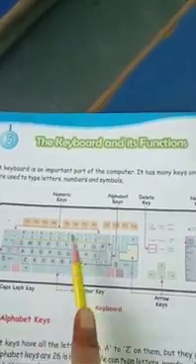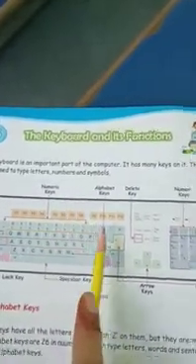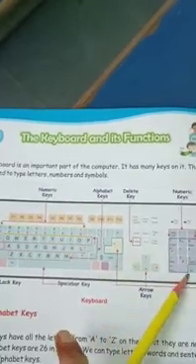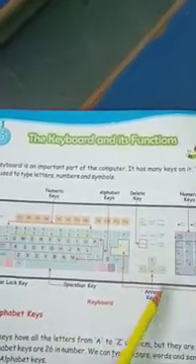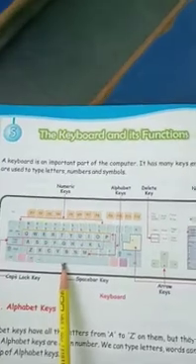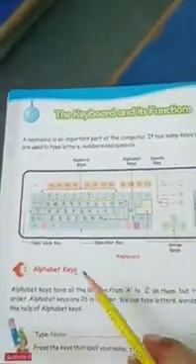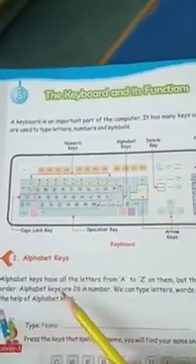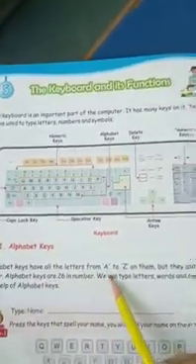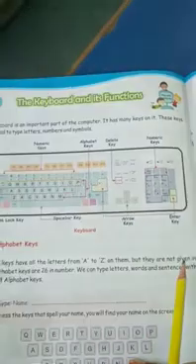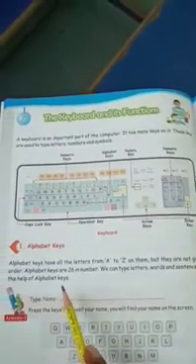These are alphabet keys. These are numeric keys. Delete key. This is arrow keys. Space bar. Space bar is nothing but giving space between the words. So let's go with the first one, alphabet keys. Alphabet keys have all the letters from A to Z on them, but they are not given in the order. Alphabet keys are 26 in number. We can type letters, words and sentences with the help of alphabet keys.